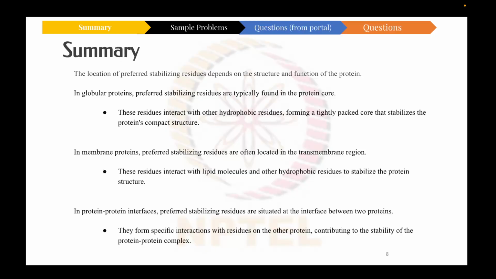Computational methods such as molecular dynamics simulations, energy minimization, and structural analysis can be used to identify the preferred stabilizing residues and predict their locations in protein structure. Experimental methods such as X-ray crystallography and NMR can also be used to identify and validate the locations of preferred stabilizing residues in a protein, but they are still time-consuming.